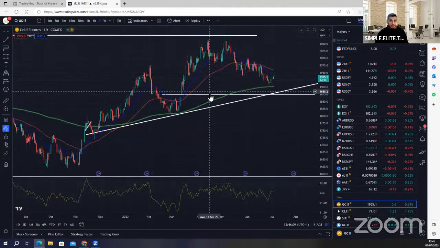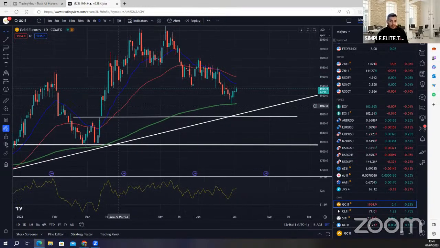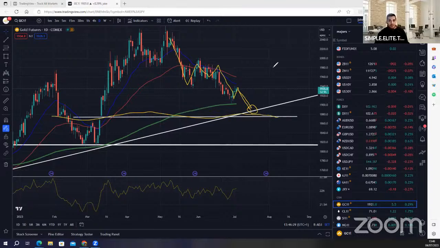So gold, I want to see gold coming at this area here, this 1880.90, because you can see the structure looks like it wants to come here to have some recharge to be on the long side. Weekly time frame is still on a trend.